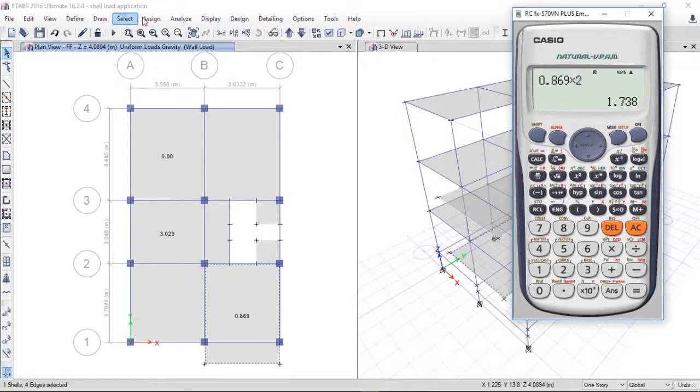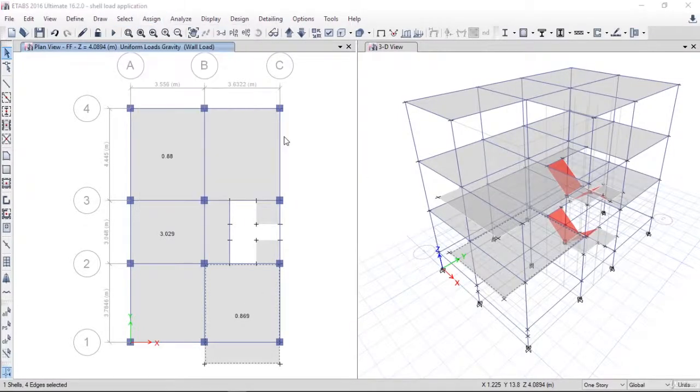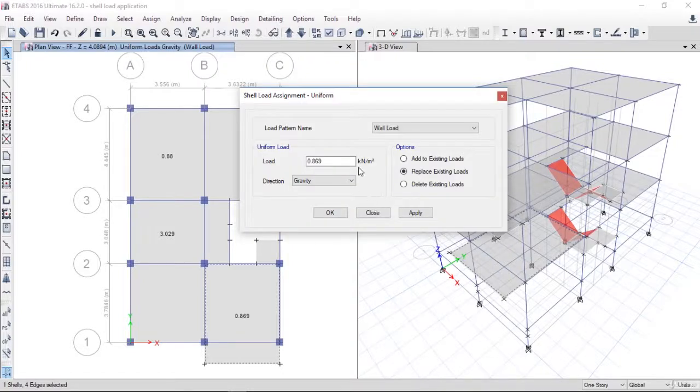So we apply this load. Go to assign and click on shell loads, uniform, and we replace the existing loads and multiply it by 2, and click on apply and click on OK.